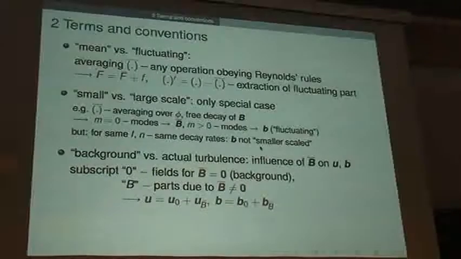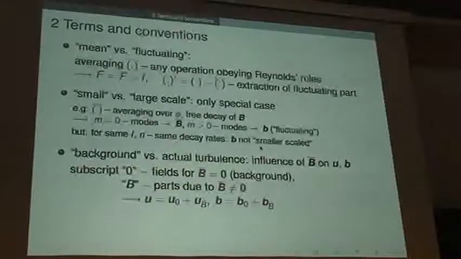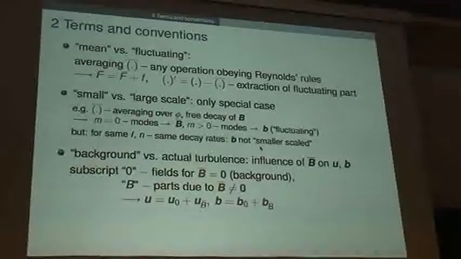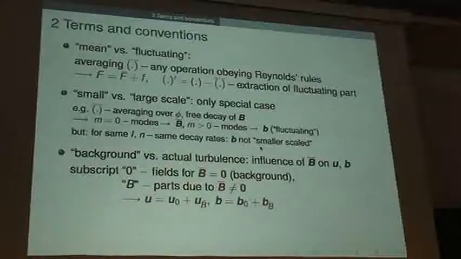What is referred to with background turbulence? This simply means the turbulence we see if there is no mean magnetic field, the primary turbulence. The turbulence which is there before the magnetic field starts to grow, before it starts to have any influence. In opposition to actual turbulence, which means the turbulence which is already influenced by the mean field. And I will need for that the subscript 0 for background and B for those parts of a field which depend on the mean field.